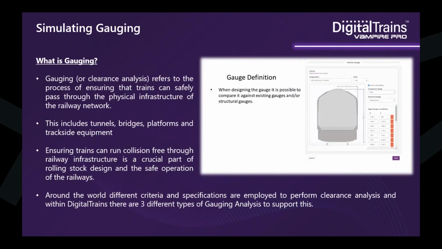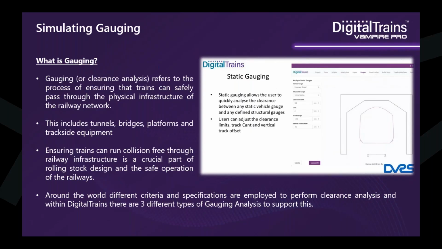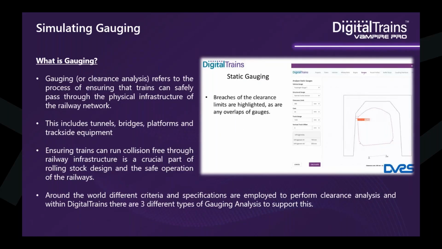And then if we look at gauging itself, so what is gauging? Well, gauging refers to the process of ensuring that trains can safely pass through the physical infrastructure of the railway network and will pass collision-free through infrastructure such as tunnels, bridges and platforms. This approach to gauging varies greatly from region to region around the world. So within DigitalTrains, we've taken the approach of providing three types of gauging analysis to cover this broad range of options.